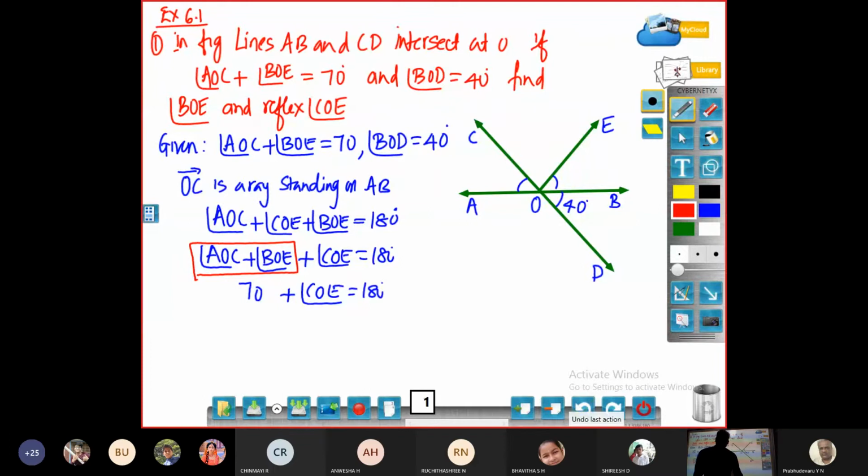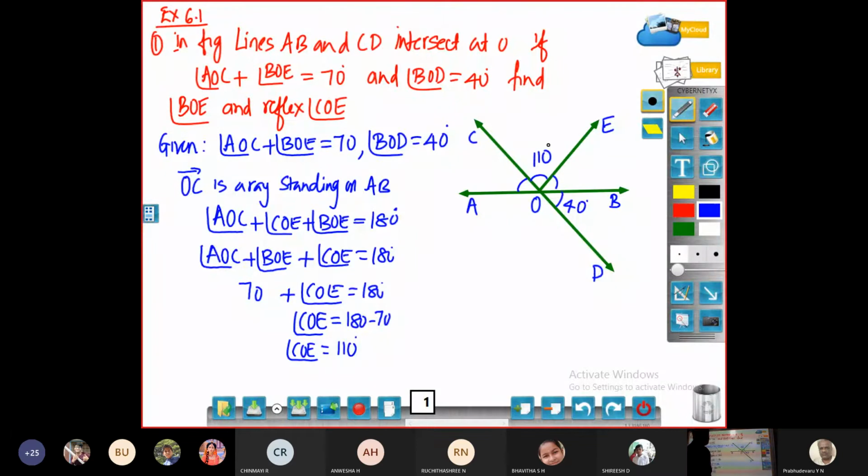So now you can calculate angle COE. Angle COE is equal to 180 minus 70 degrees. Angle COE is equal to 110 degrees. So you got angle COE as 110 degrees. This angle. We do not want this, sir, excuse me, sir. Reflex angle only we want.